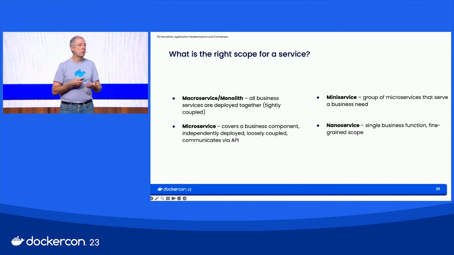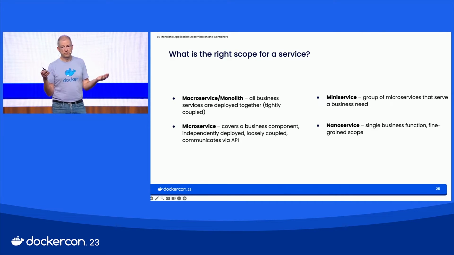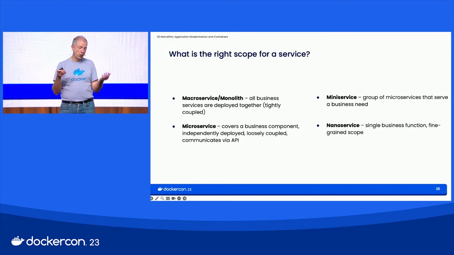So we have what's known as a macroservice or a monolith. This is what we've been talking about up to this point, where we have this monolith where everything is deployed together. It's all tightly coupled. We have microservices. Everybody's heard of microservices. Covers a business component, independently deployed, loosely coupled, communicate via API. Pretty nice. Microservices have a lot of functionality and capabilities.